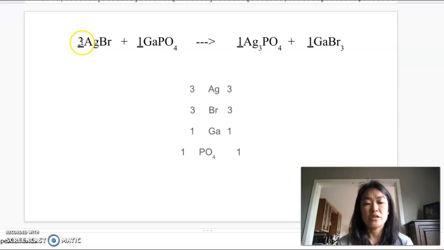So then I went ahead and I balanced it, so I put a 3 coefficient in front of this. That changes my silver to 3, and it changes my bromines to 3, so I went ahead and updated my count of my bromines on the reactant side. And then everything else actually stays the same, because you can see that now I have the same number of silver on both sides, I have the same number of bromine on both sides, galliums are balanced, and phosphates are balanced. So my equation is fully balanced there with 3, 1, 1, 1.